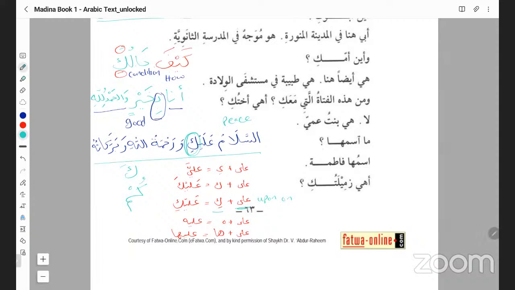And that is the pronoun that we are attaching to the word ya. Assalamu alayka. It's because of the ala plus the pronoun. Assalamu alayya. Peace be upon me. Assalamu alayya. Assalamu alayka. Peace be upon you. Assalamu alayki. Peace be upon you. But for male, assalamu alayhi.